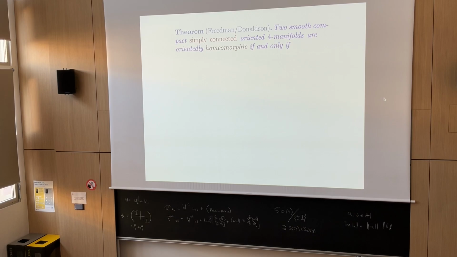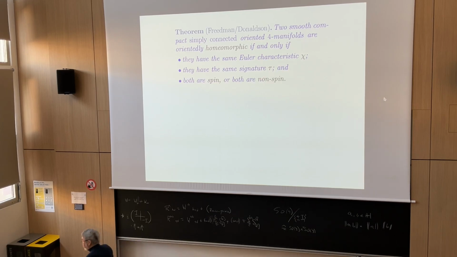Suppose you have 2 compact, simply connected four-manifolds. They're both oriented, and you want to know if they're orientedly homeomorphic. And so this is not a diffeomorphism classification I'm about to tell you. It's a homeomorphism classification. And the answer is the following conditions. They're obviously necessary conditions, but they are actually necessary and sufficient. The first is they have the same Euler characteristic. The second is they have the same signature. And then there's one other condition. Either both of them are spin, or they're both non-spin.